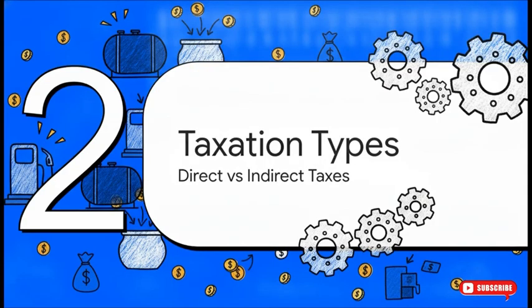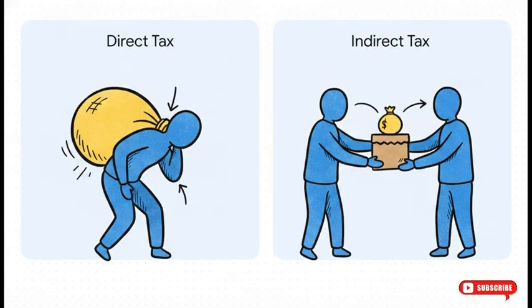Section 2, understanding taxation types. Of course, to inject all that high-octane fuel into the engine, you first have to collect it somehow, and that brings us to the second main lever on the console, taxation. Now, taxes generally fall into two distinct buckets. On one side, we have direct taxes. These are levied directly onto people or entities.